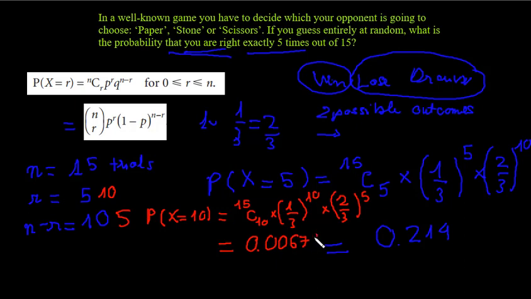0.00670, because we have to round it to 3 significant figures here, which is really small. The probability that we will get it right 10 times if we do it randomly is really small.